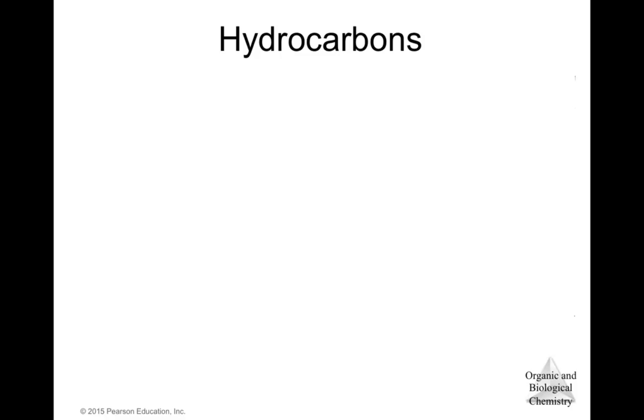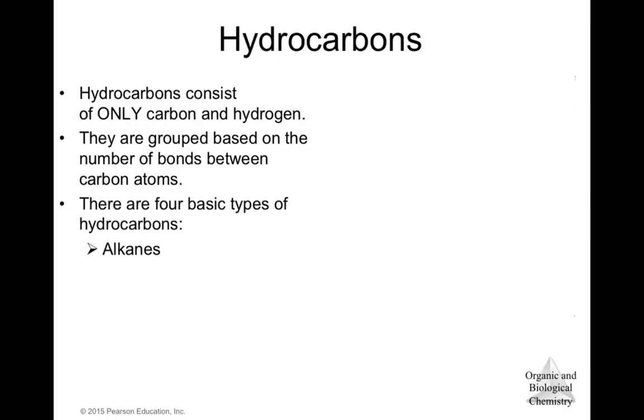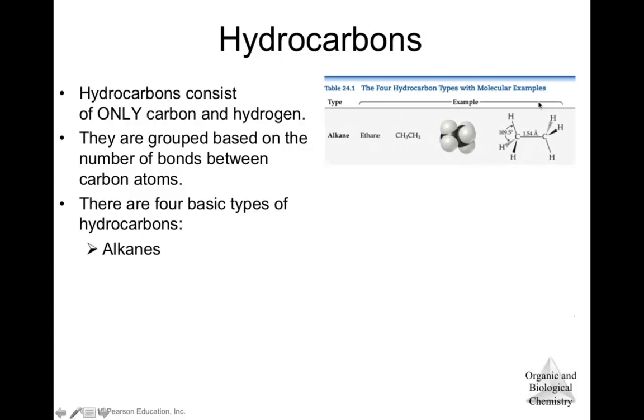The hydrocarbons. Hydrocarbons consist of only carbon and hydrogen atoms. If you have a molecule just with carbon and hydrogen, that molecule is known as a hydrocarbon. They are grouped based on the number of bonds between carbon atoms. There are four basic types of hydrocarbons. The alkanes are molecules that just have single bonds between carbon and carbon.